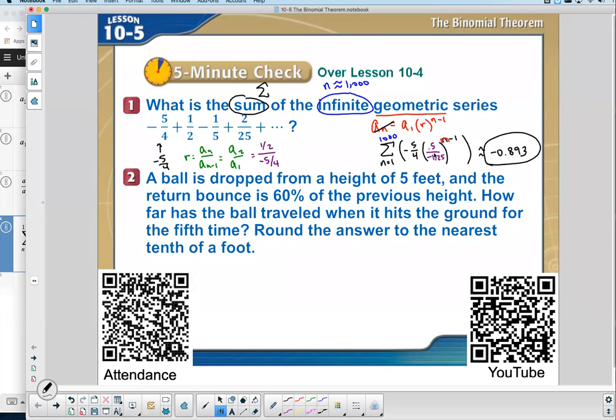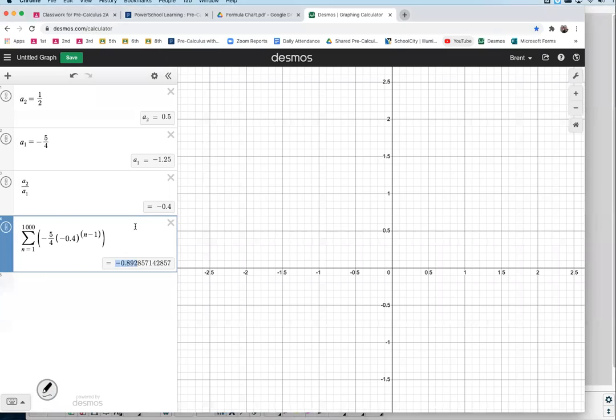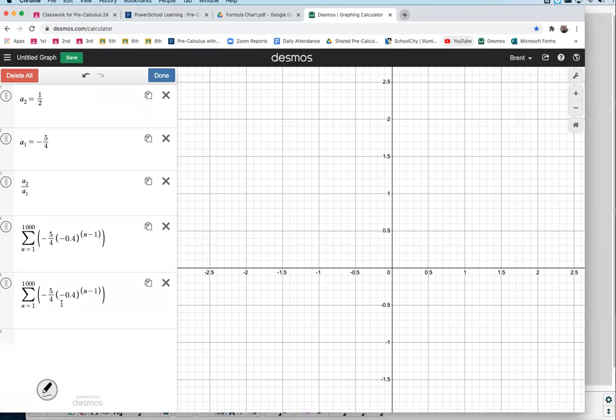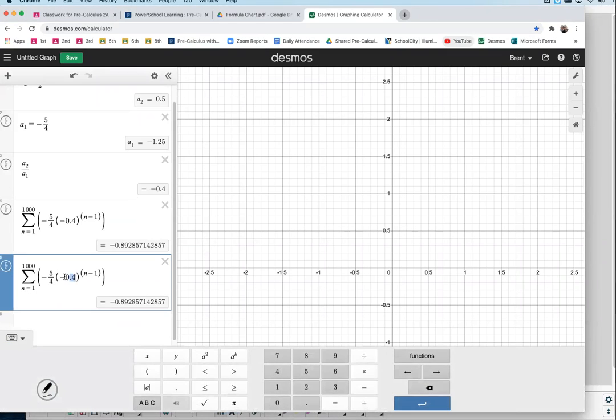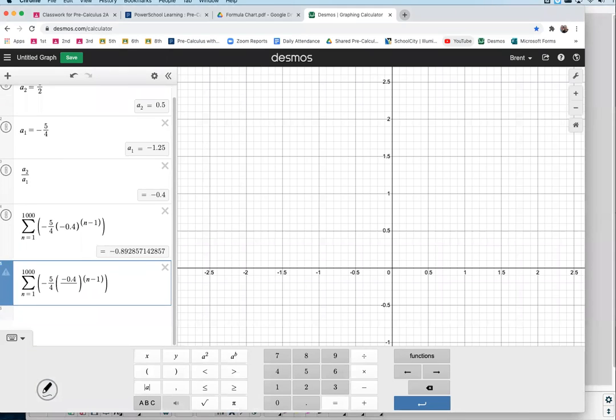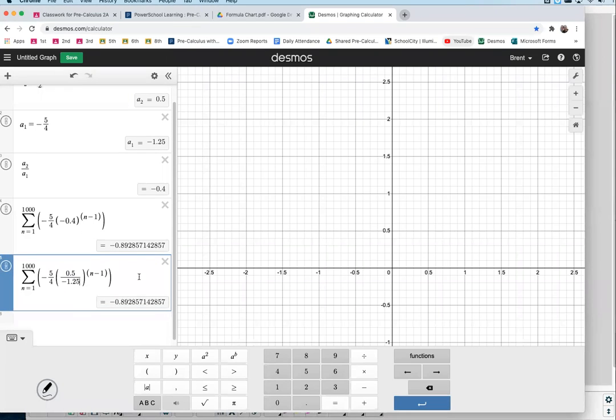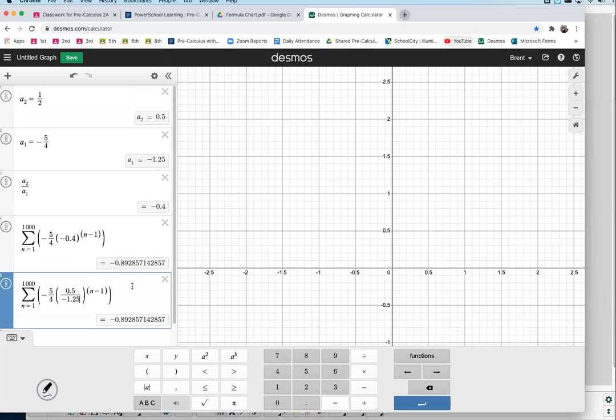And as you can see, I didn't type the ratio in the same as I wrote it right there. I could have done it this way. It'll give us the same solution. I could have just said right here that 0.5 divided by negative 1.25. And it still would have been the same solution. So I could have just done this value divided by this value.